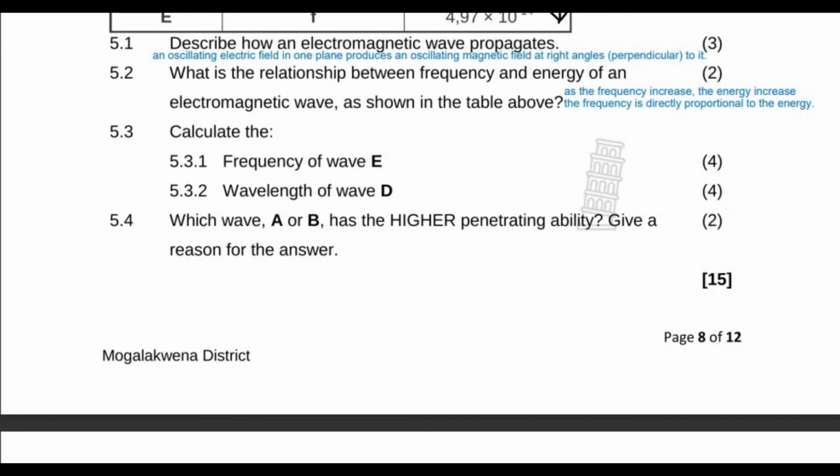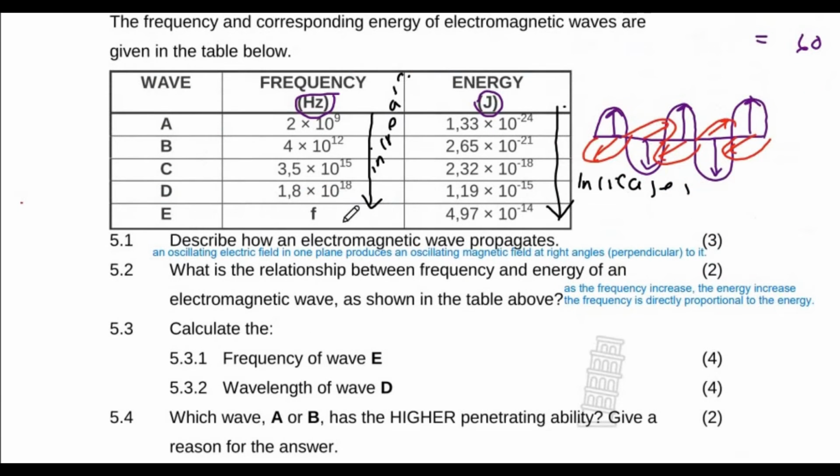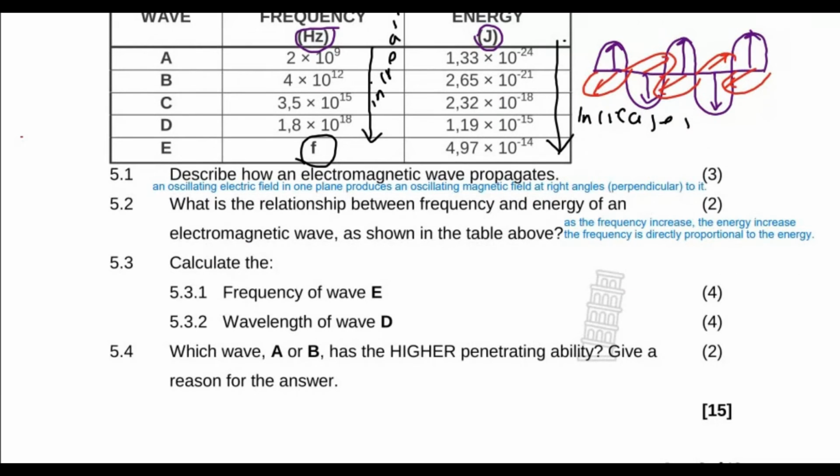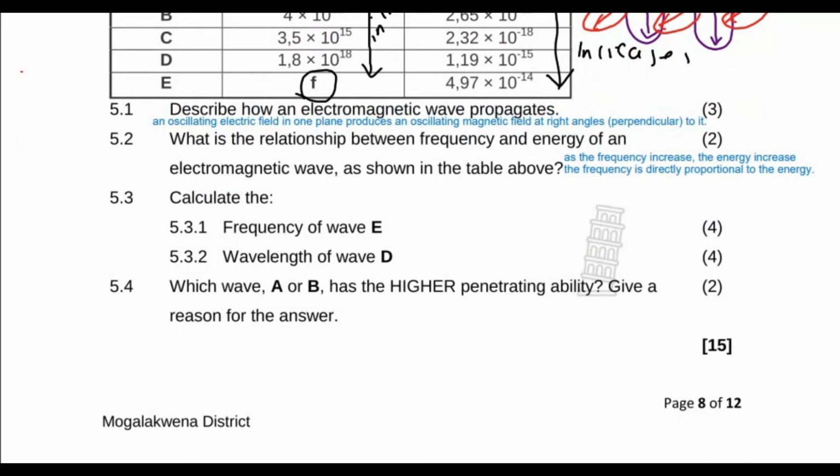Calculate the frequency of wave E. We're not given the frequency, we are given the energy. So we need to calculate the frequency. One way of doing this is that we can just use the equation for the energy of a photon, which is E equals hf. You can draw this triangle over here.